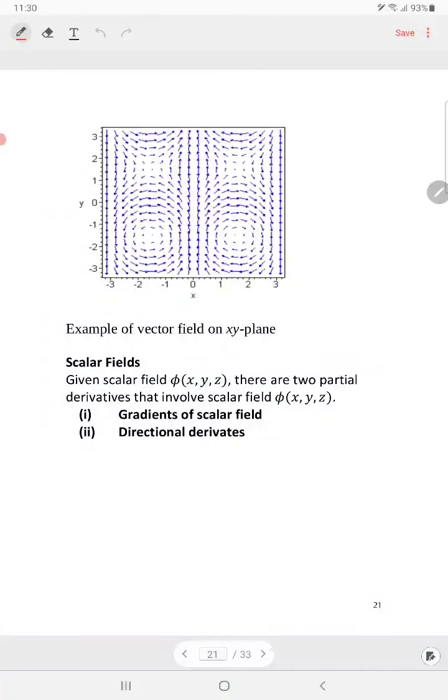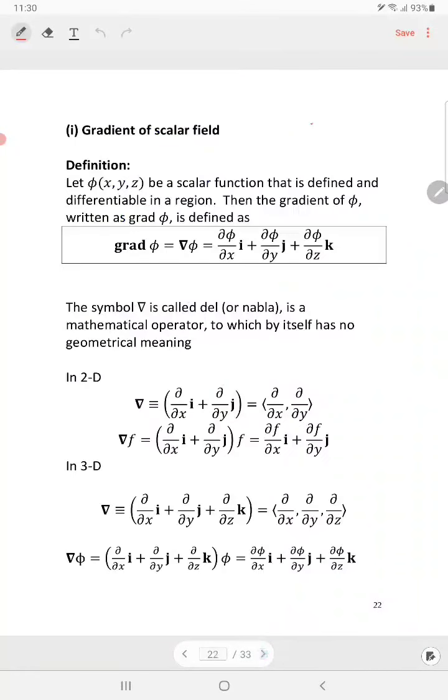Now let's look at the definition of gradient of scalar field. Let's say you're given phi, which is a scalar function that is defined and differentiable in a region. Then the gradient of phi, written as grad phi, G-R-A-D, that's short for gradient, is defined as, you can denote gradient of phi as G-R-A-D phi, or you can use this notation, which is called del phi. So the gradient of phi or del phi is going to be a vector.